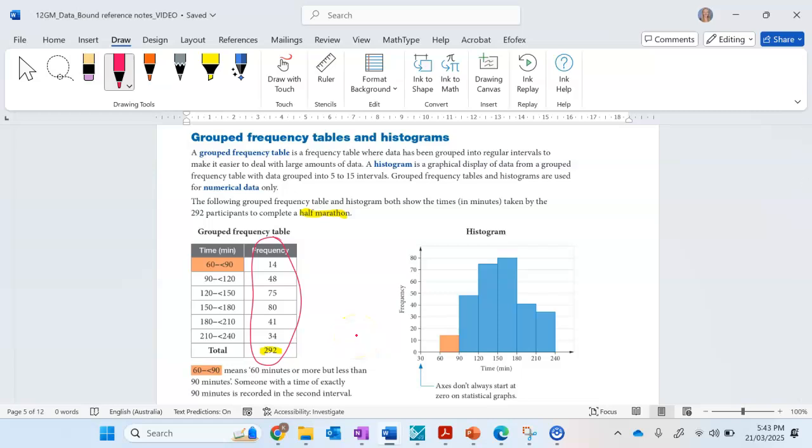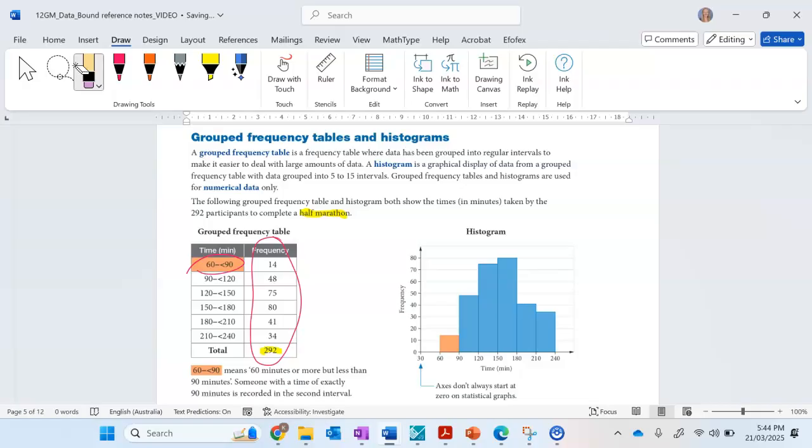With your interval here, so 60, what this means is 60 to 90. So if you ran between 60 and 90 minutes, you would go here. And it would be continuous data, so continuous numerical because it's measured in time. So if you ran, say, 89.9 minutes, you would be in this orange section, but if you ran 90 exactly, you would be in the blue section. So that's basically all it means.